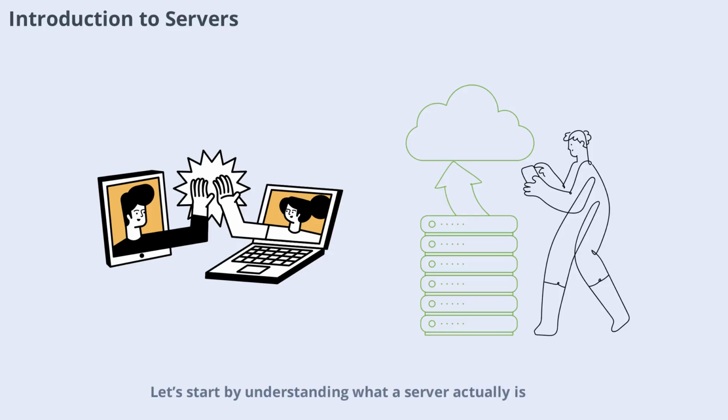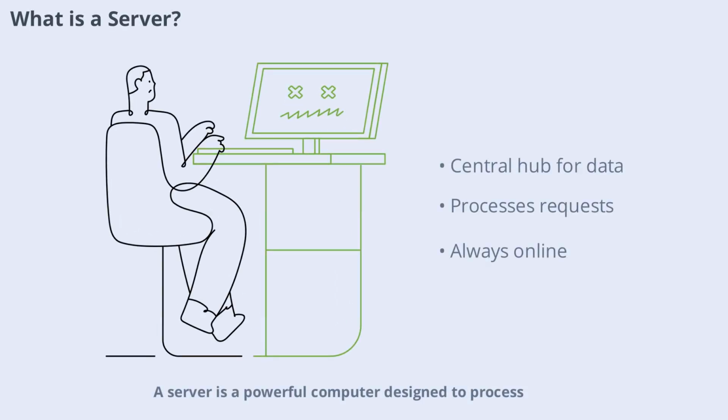Let's start by understanding what a server actually is. A server is a powerful computer designed to process requests and deliver data to other computers over a network. Think of it as a central hub that stores information, runs applications, and manages resources for multiple users. Servers can be found in data centers, offices, and even homes, handling everything from websites to file storage. The key is that servers are always on, ready to respond to requests at any time.